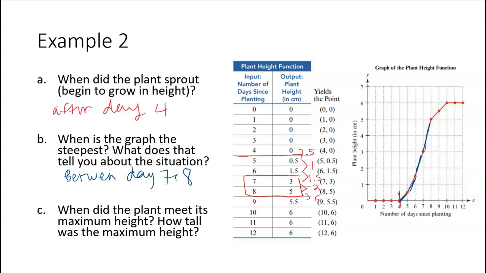When did the plant meet its maximum height? So height is our Y here. So when did it reach its maximum height? Well, where is the highest? So on the graph, we can see that it's highest here. And so when did that start? At day 10, and maybe you can look at on the table. And how tall was it? Again, you can look at it here, or you can look at it on the y-axis.